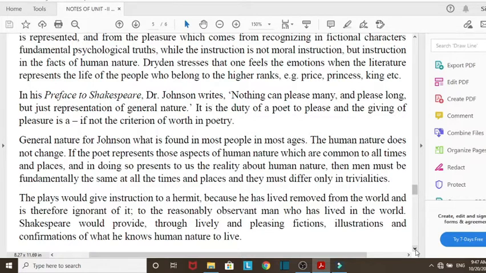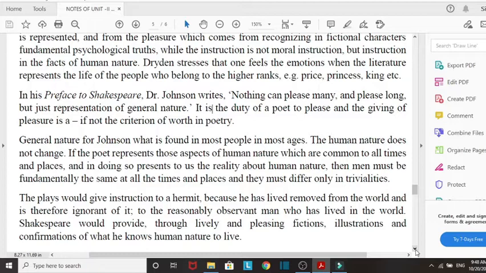And the play would give instruction to the hermit. Again, the instruction is very important. The hermit is the audience, because he has lived removed from the world and is therefore ignorant of it. Now when people come to watch plays and movies, you want to cut yourself off from the reality of the world. You want to spend your time in a different universe, with no sorrows, no worries about your life. You just want to forget all these things and live in a separate, ideal, romantic world. So therefore you go there.